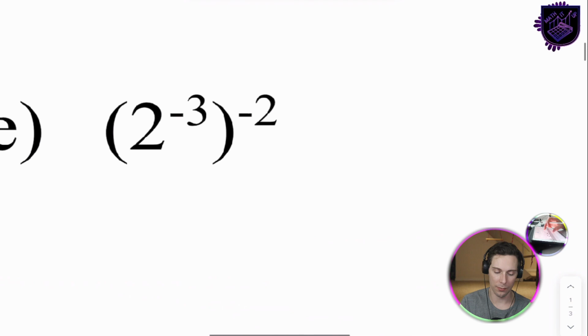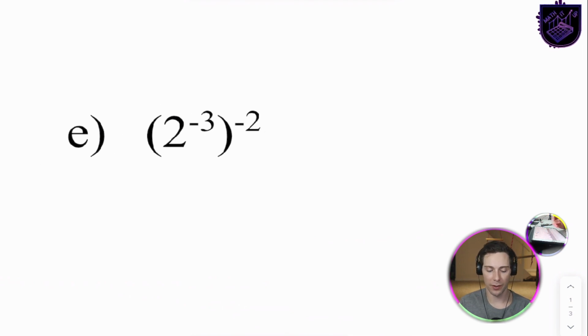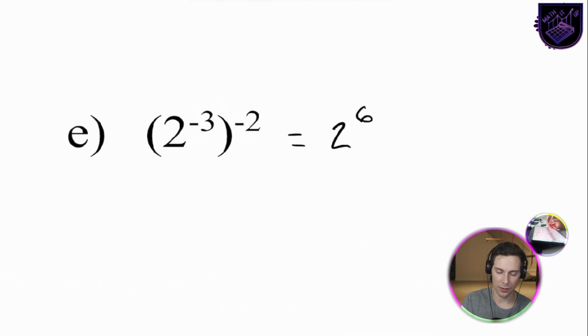Next one. Oh, negative times a negative, right? We're multiplying our exponents here, and they're both negative, so let's keep our base the same. And we're going to get a positive 6, 2 to the power of 6. 2 times 3, and negative 2 times negative 3, positive 6.